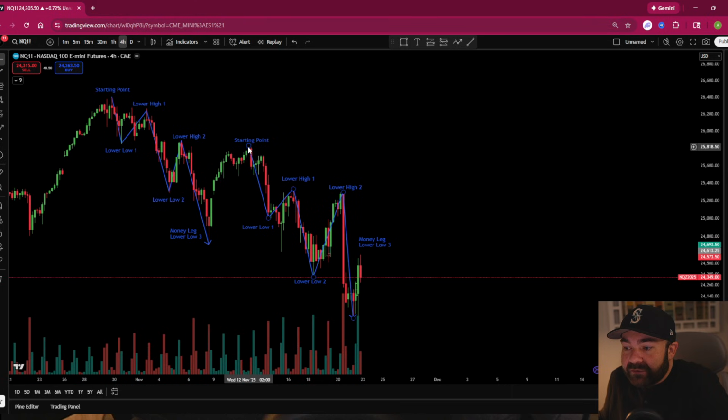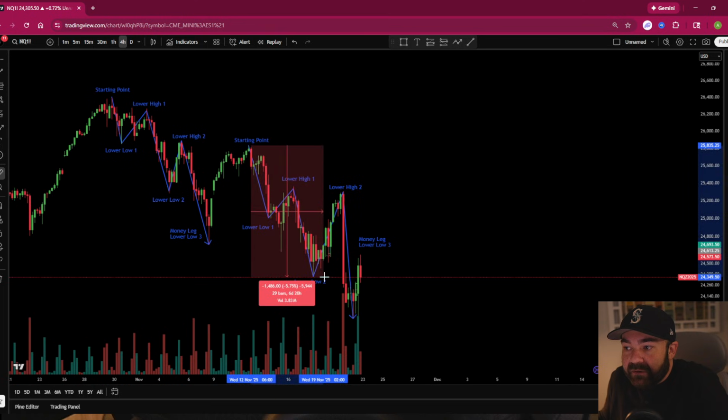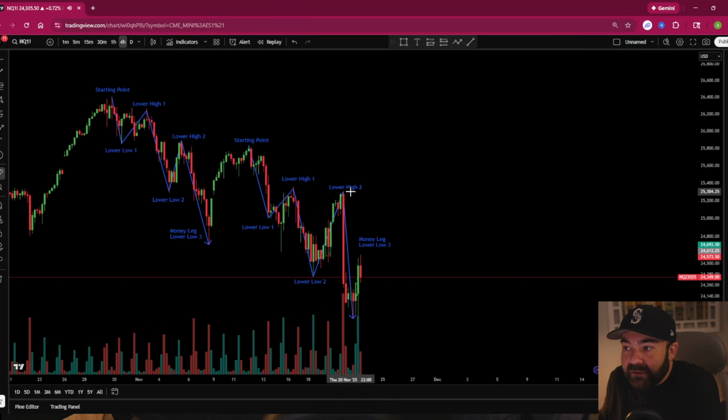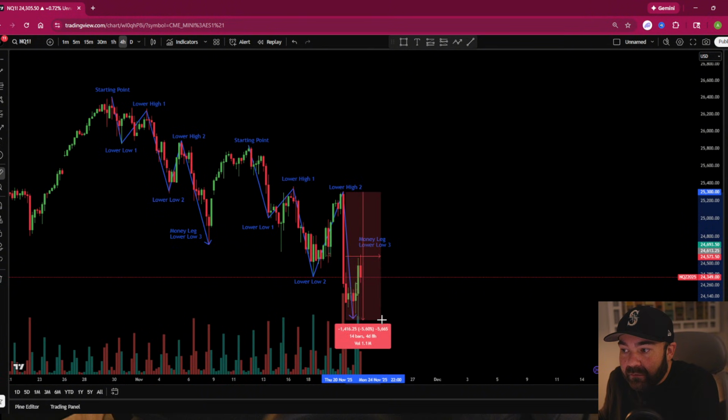And then this one started here on Wednesday the 12th, and it is now the 21st. This ended Friday. If we again take our measurement tool and we start up here at the top, this move right here to lower low 2 is 1,474 points, 1475, let's call it. This one here that happened in just a day to the lowest low is 1420.